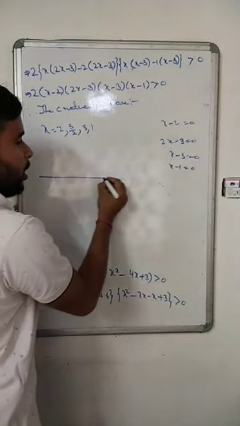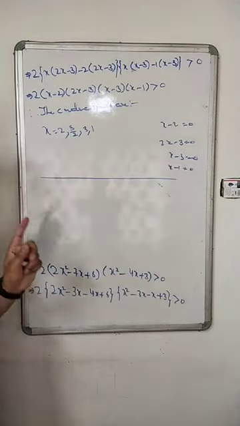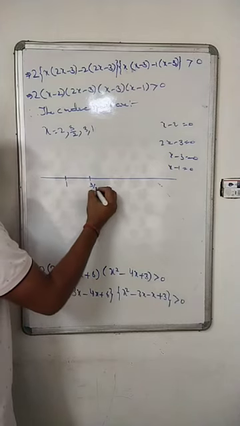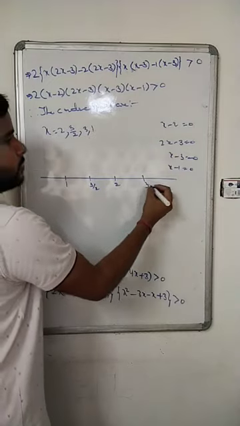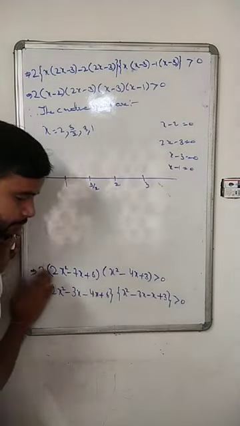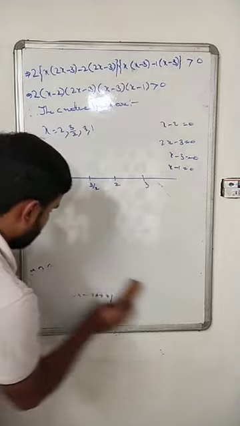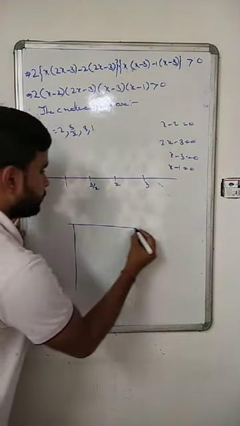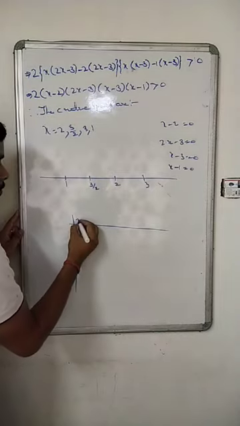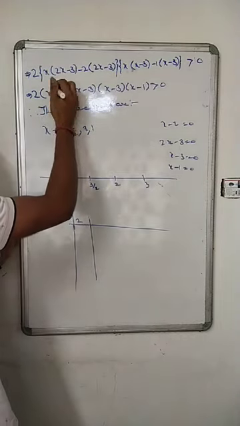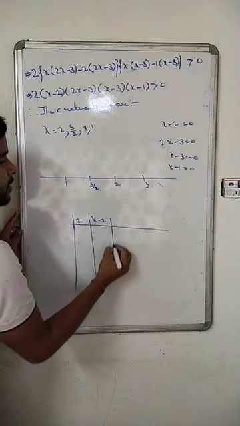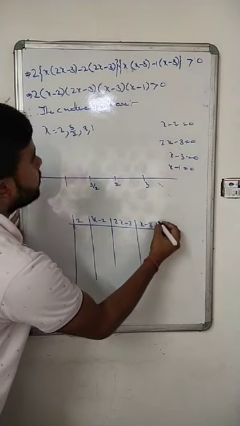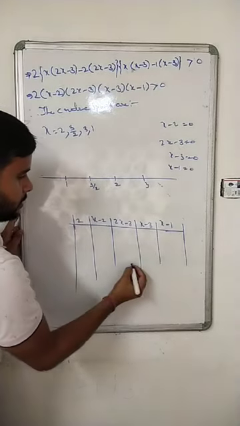Now arrange these critical points on a number line, in ascending order. That is, we'll start with 1, then 3 by 2, then 2, then 3. Okay, now I'm just erasing this part. I'm making a help box. It's not required to write the 2, but still I'm writing x minus 2, 2x minus 3, x minus 3, x minus 1.